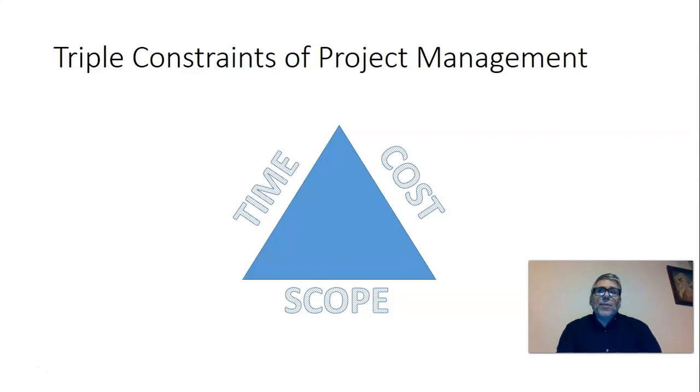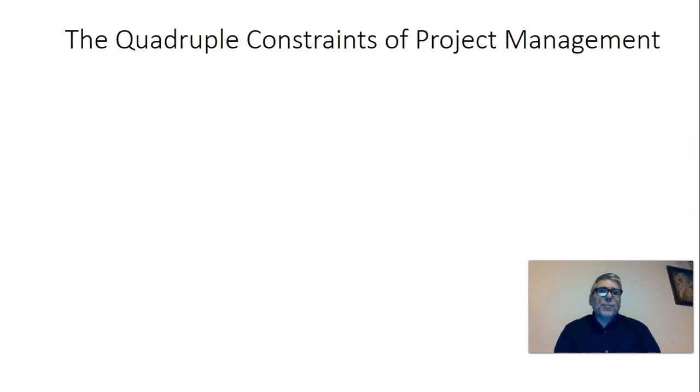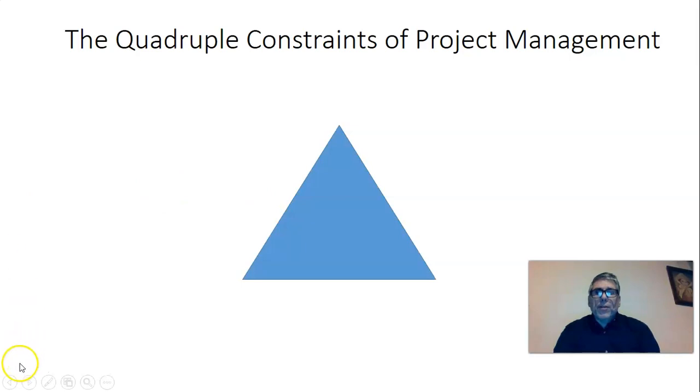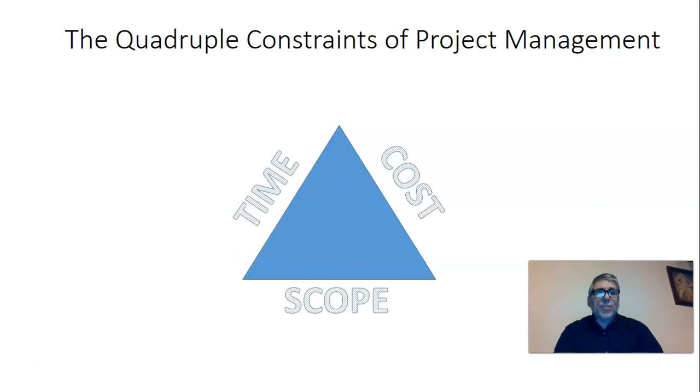Over time, the triple constraints of project management evolved into the quadruple constraints of project management. The quadruple constraints, again, is typically represented as a triangle and still consists of time, cost, and scope, but a fourth dimension or a fourth constraint of quality was included.